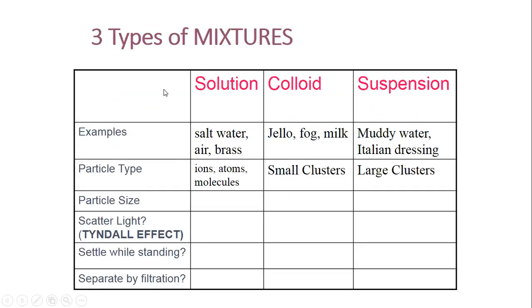Three types of mixture: solution, colloid, and suspension. Examples: salt water, air, brass for solution; jello, fog, milk for colloid; and muddy water, Italian dressing for suspension. The particles are ions, atoms, or molecules in solution, small clusters in colloid, large clusters in suspension. The size of particles: small in the solution, medium in colloid, and large in suspension.